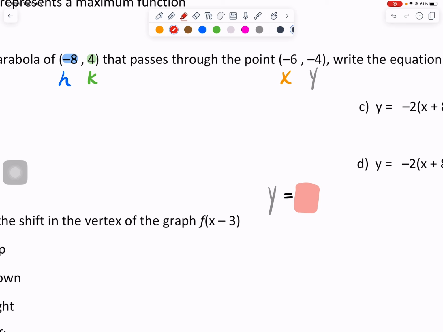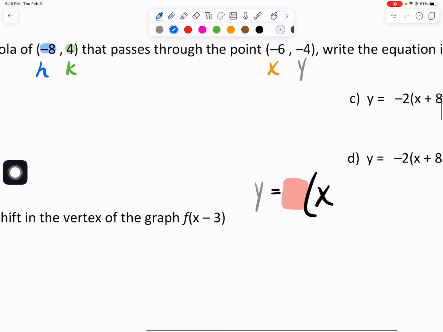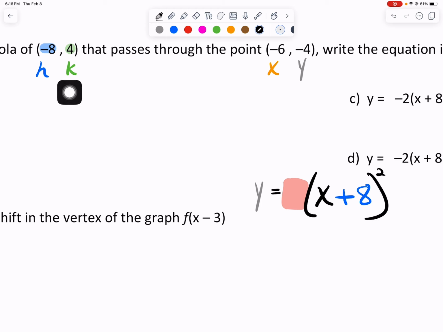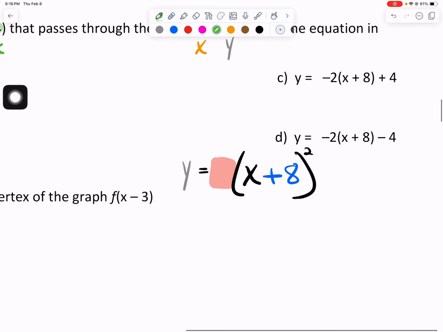All right, so let's open up some parentheses here that we are definitely sure of. We don't know our a yet, but we do know that there will be an x here. And now, it goes with our h value, but we need to flip our h, so our -8 becomes +8. Let's close those parentheses off, square it, and if our k value stays the same, well, k is 4, so it's going to be something like this with a +4. All right, but we don't know what the a is.